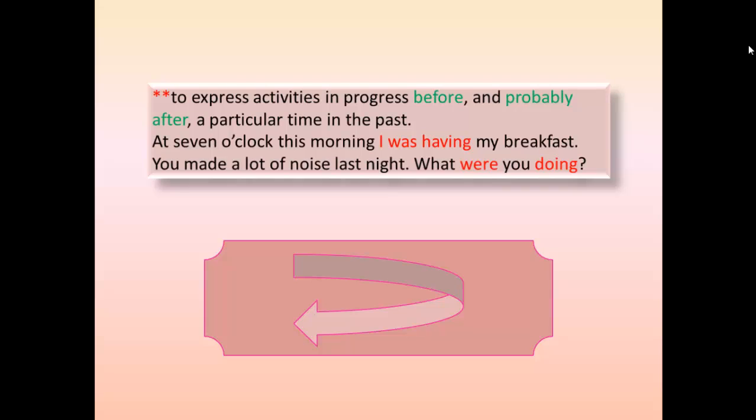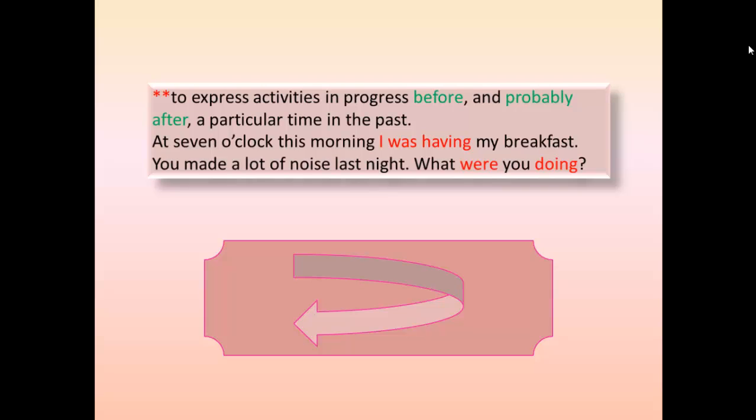So this example clarifies what we have said. At 7 o'clock this morning, I was having my breakfast. So I was eating my breakfast at 7 o'clock this morning. Here in this sentence, the tense expresses activities in progress before a particular time in the past.